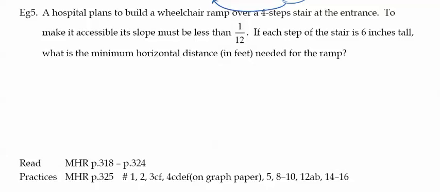A hospital plans to build a wheelchair ramp over a 4 steps stair at the entrance. 4 steps. 1 step, 2 steps, 3 steps, and here is the 4th step. So this is the top level, and you have the building here. This is the hospital.